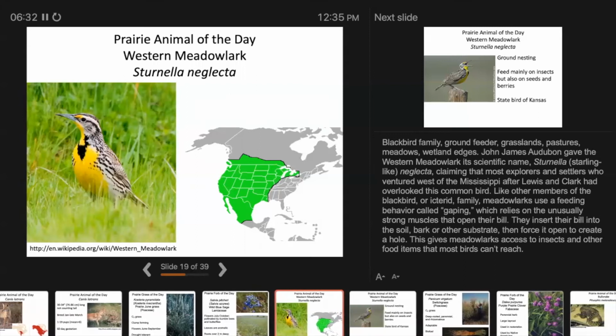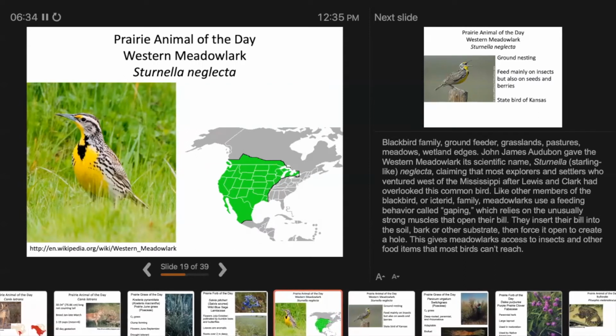All right, and our prairie animal of the day is the western meadowlark. So we're in Kanza, we're kind of at the eastern edge of its distribution. It does well in grasslands and drier environments, but all the way over to the forests at the west coast as well. Attractive bird, Sturnella neglecta. This is in the blackbird family, so it's the same family as blackbirds. They tend to feed on the ground in grasslands and pastures and around wetland edges.